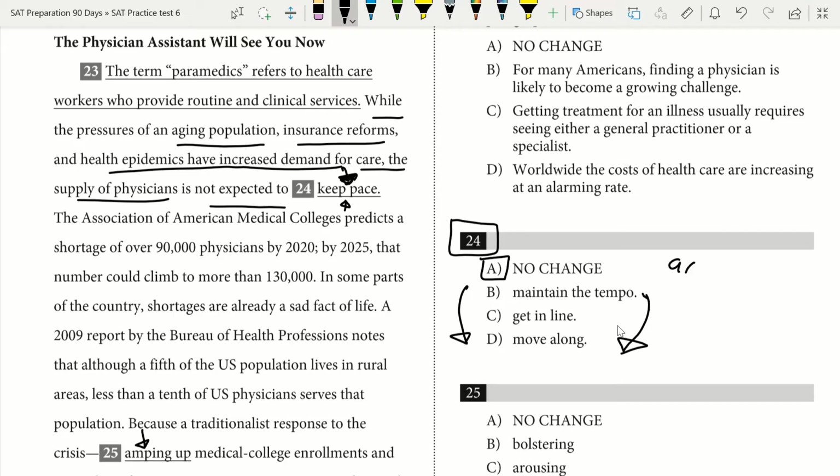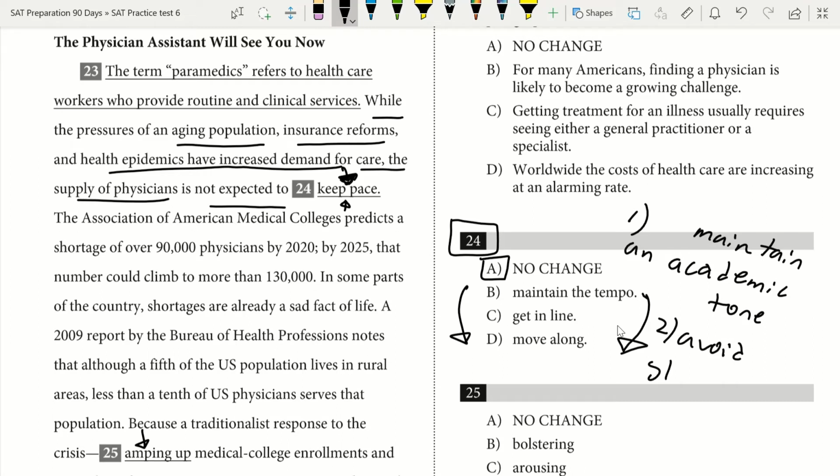I want to maintain my academic tone, because on the SAT writing section, most passages, in my opinion, will have an academic tone. You want to maintain that. You don't want to sound like you're talking to your friend over text. You want to maintain an academic tone, and you also want to avoid slang and casual words. They are a no-go for the SAT writing section. You do not want to use them.